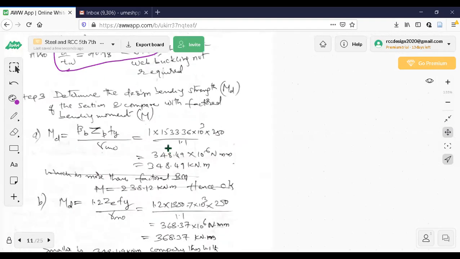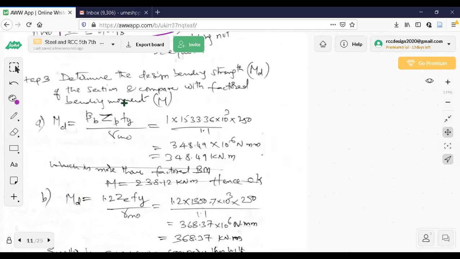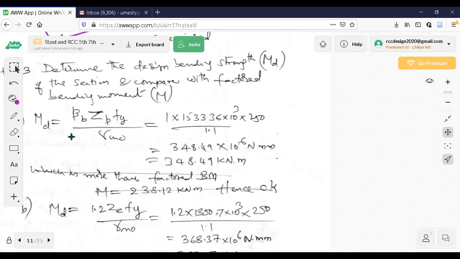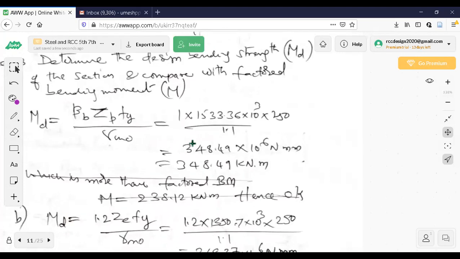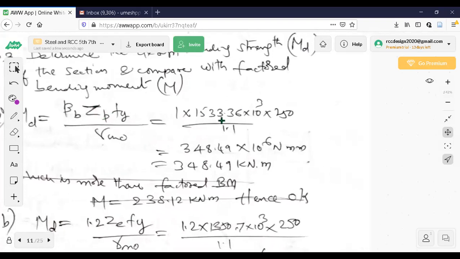Now determine the design strength MD. How to find it? MD is equal to beta B ZP Fy by gamma M. Same formula, available in the code book. Now substitute all the values. ZP means the actual ZP for ISMB that I should substitute, not the one which was required. That has to be taken care of. You must take care of this value here.